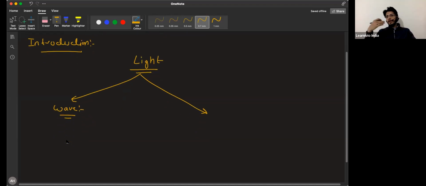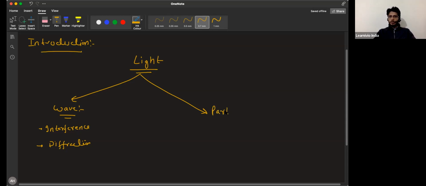The experimental evidence in support of the wave theory of light is that we did interference. Interference is possible only for waves. We did diffraction. This is also a wave phenomenon, possible only for a wave. Ray optics, reflection, refraction, can be explained using both wave theory as well as particle theory, so I'm not writing it here. Particularly, interference and diffraction show that light is a wave.